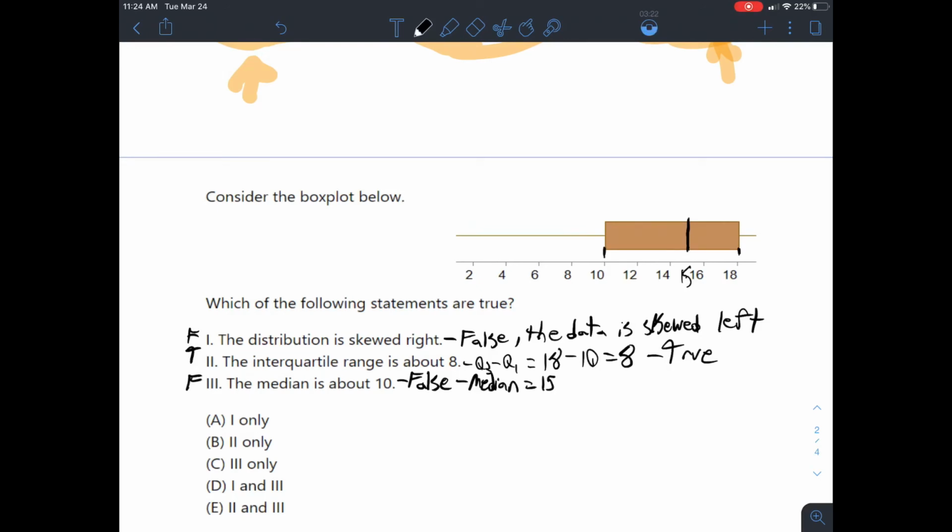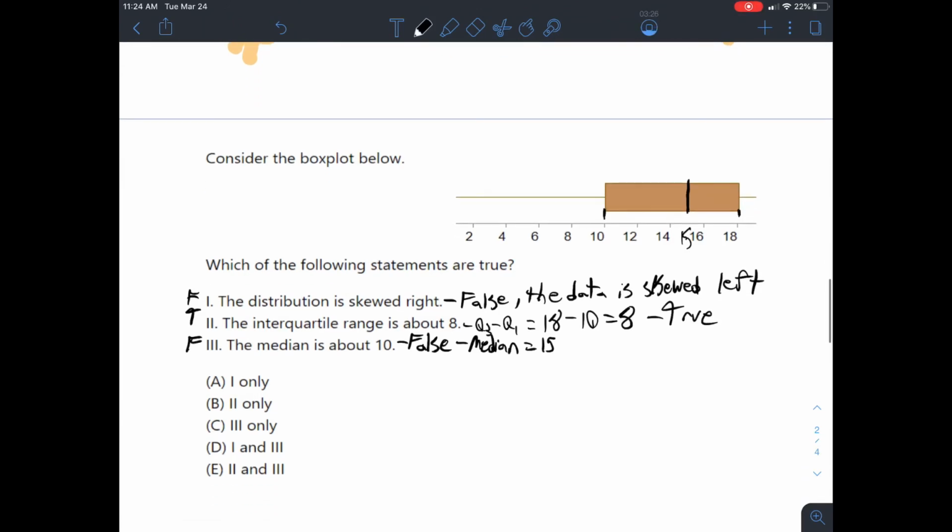So A, 1 only, B, 2 only. Yep, that's our right answer. The only true statement was statement B.